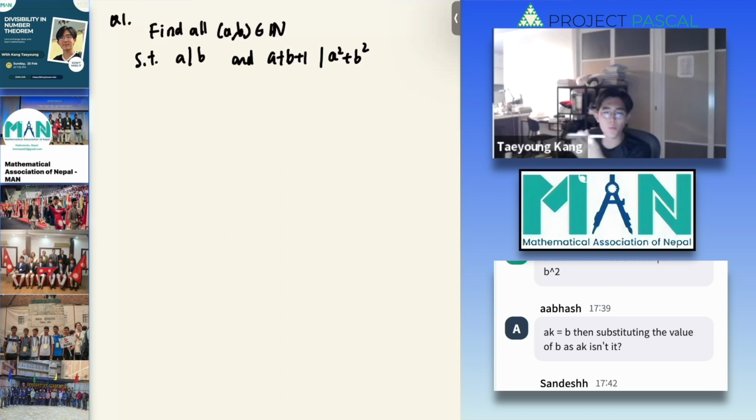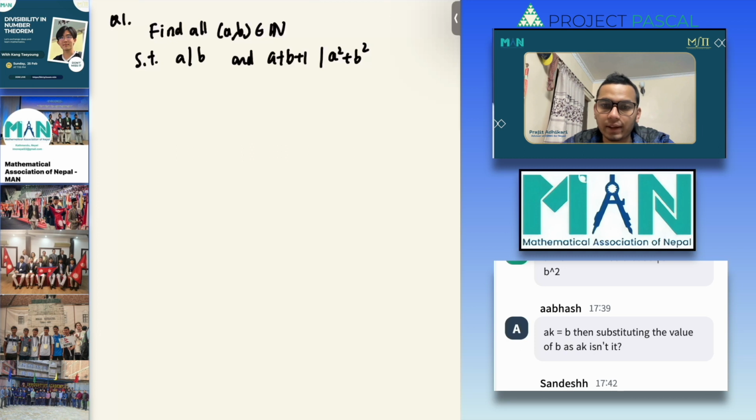So when trying this problem, what were your ideas? Anyone can just write in the chat and let me know what you were initially thinking when you saw this question. What did you try to do? You can type in the Zoom meeting chat or the Discord. Yeah, I enabled chat for everyone, so you can type it in the chat.